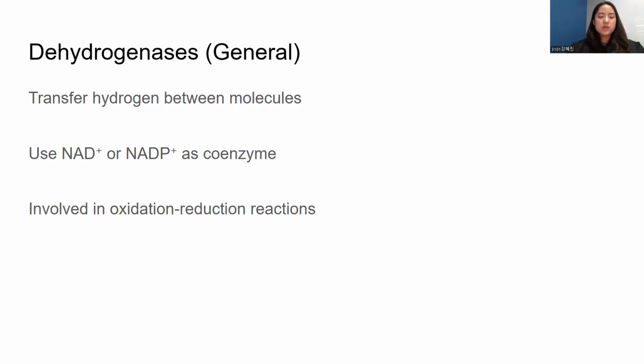Dehydrogenases are one of the most common enzymes here. In general, they transfer hydrogen between molecules. The most used coenzymes here are NAD plus or NADP plus. These are involved in oxidation and reduction because these substances work as electron carriers that trap the electrons and release them when they should be released.